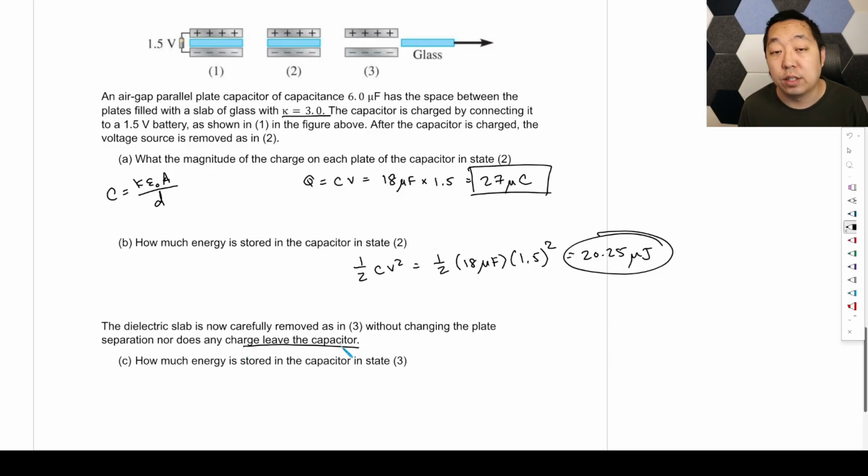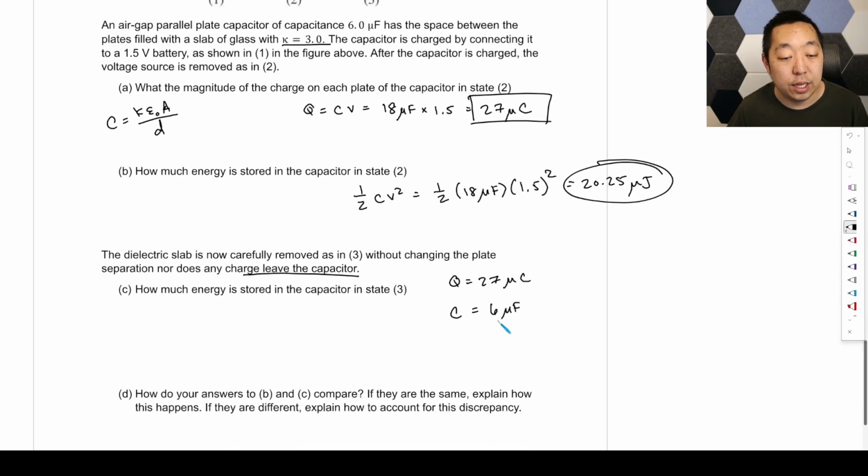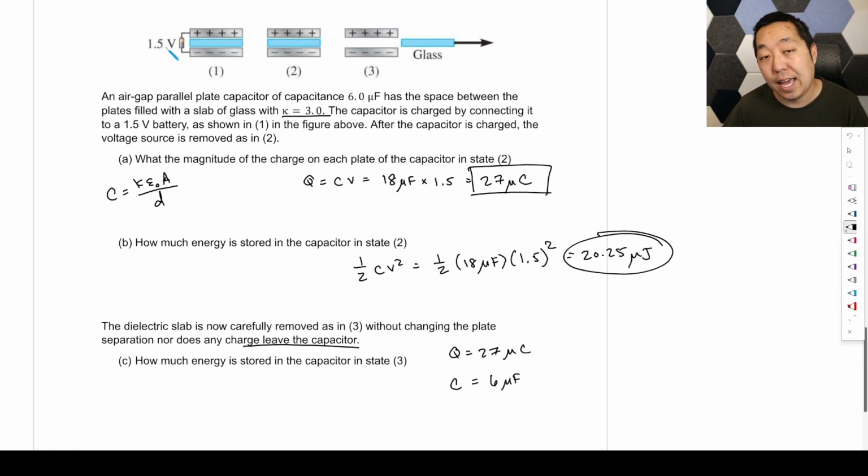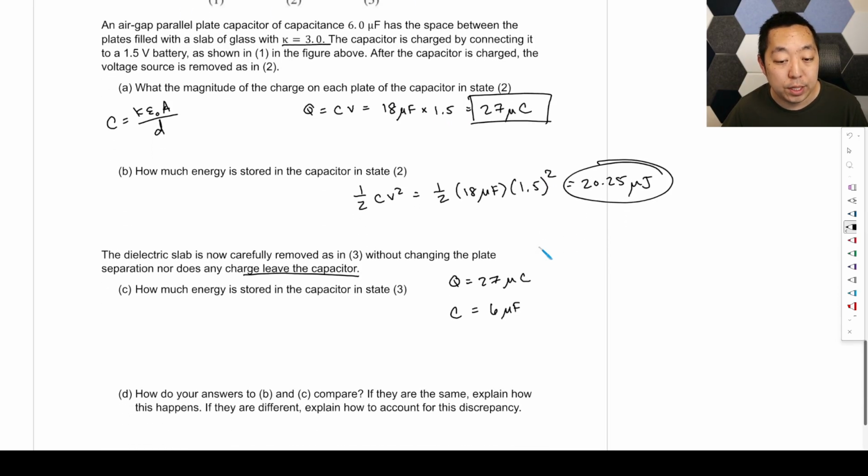Now the dielectric slab is carefully removed in 3 without changing the plate separation, nor does any charge leave the capacitor, because we've isolated it. So the Q is still 27 microcoulombs. However, now the capacitance is 6 microfarads instead. So we need to think about how the energy is. Now the voltage is not kept constant. So we don't just replace this with a 6, because we don't know that the voltage stays at 1.5 because it's not connected to the battery anymore. The battery is what was enforcing the 1.5 volts. Now that we've disconnected it, it can float to whatever voltage it wants to be at.